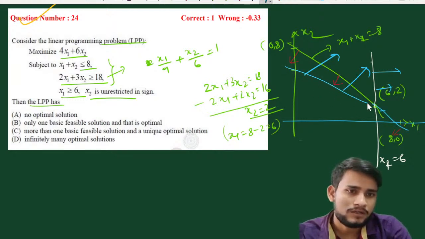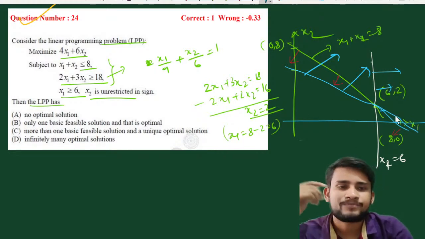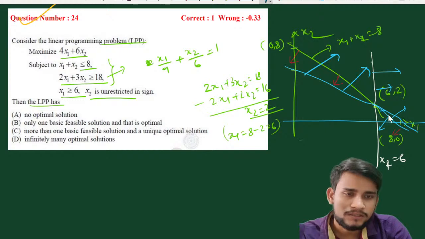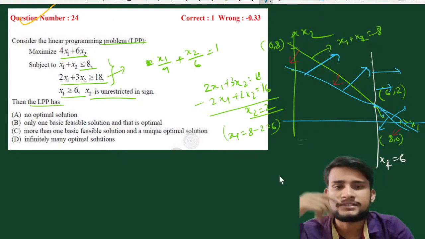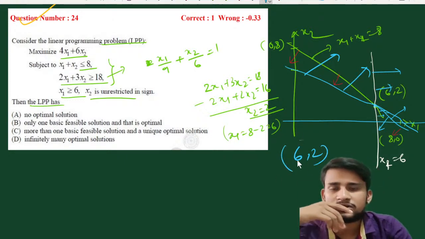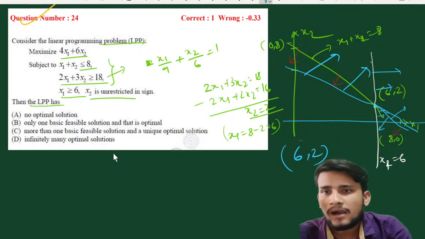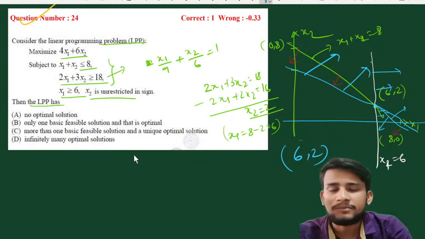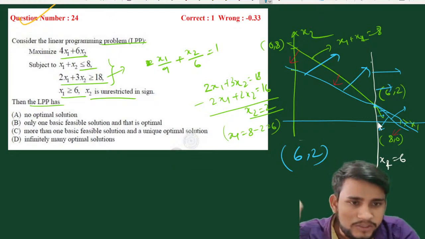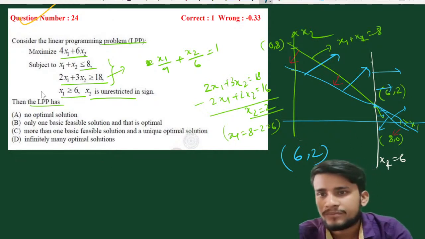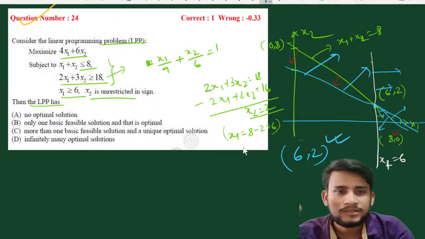From this line this side, from this line this side, and from this line this side, so this point is the only region. This point is (6, 2). So (6, 2) is the only point at which the LPP gives the optimal solution. Otherwise there is no point in any region; we do not get any region. So the point (6, 2) is the only solution of the LPP.